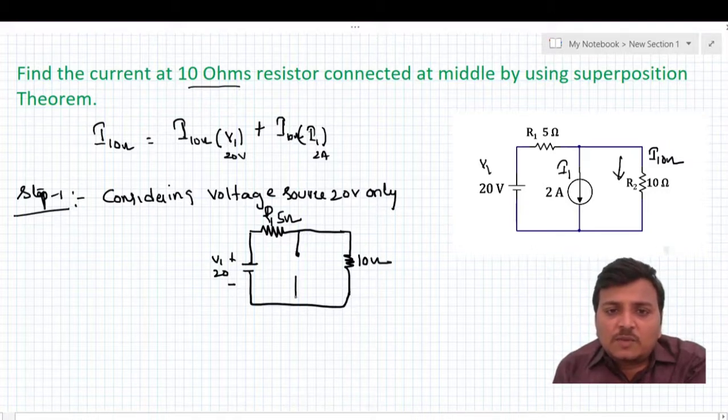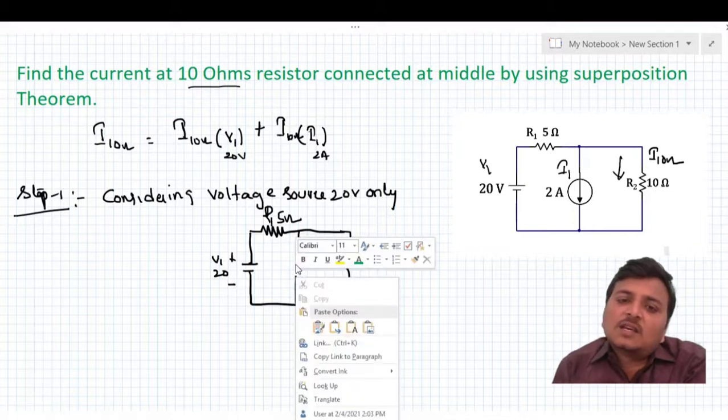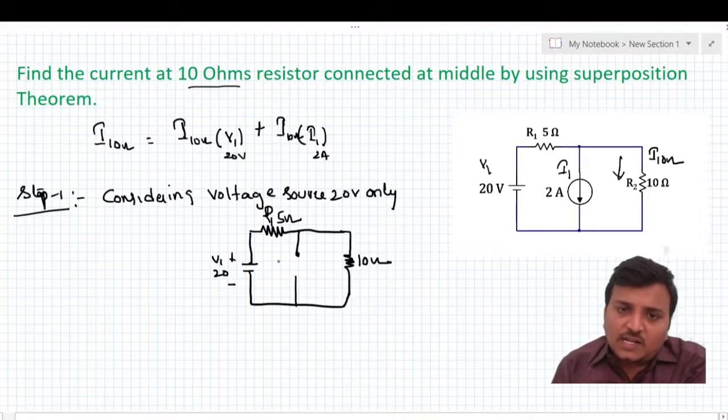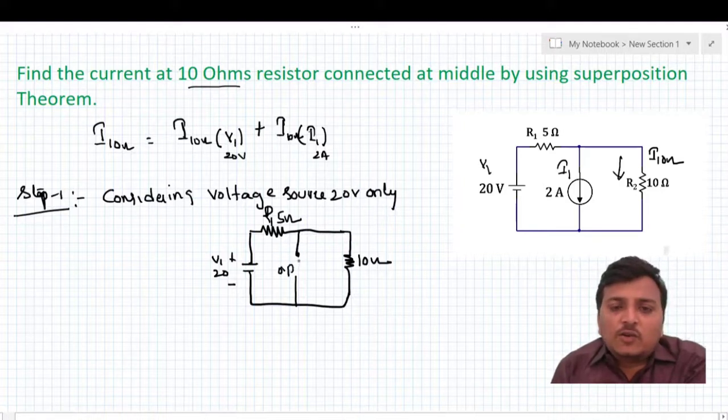So this source has to be replaced with its internal resistance. For a current source the internal resistance is infinite, so it is an open circuit, no need to connect it again. We have to leave it open because it is a current source. If it is a voltage source, we have to short circuit it because the internal resistance of the voltage source is 0. The internal resistance of the current source is infinite, that means the open circuit. Now this is a simple circuit.